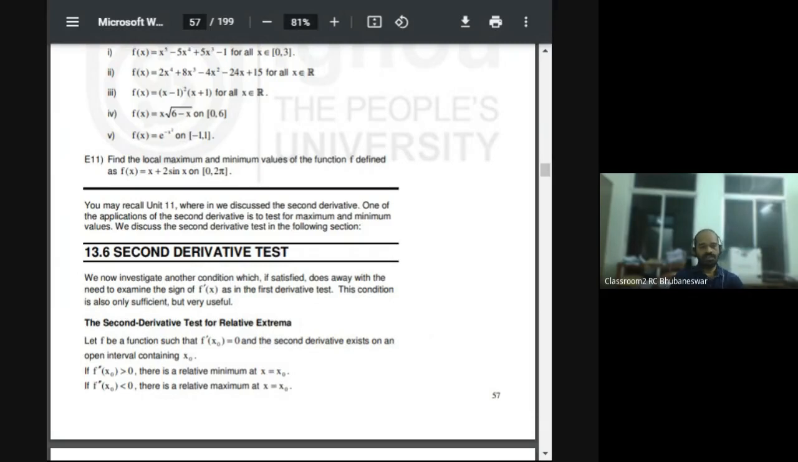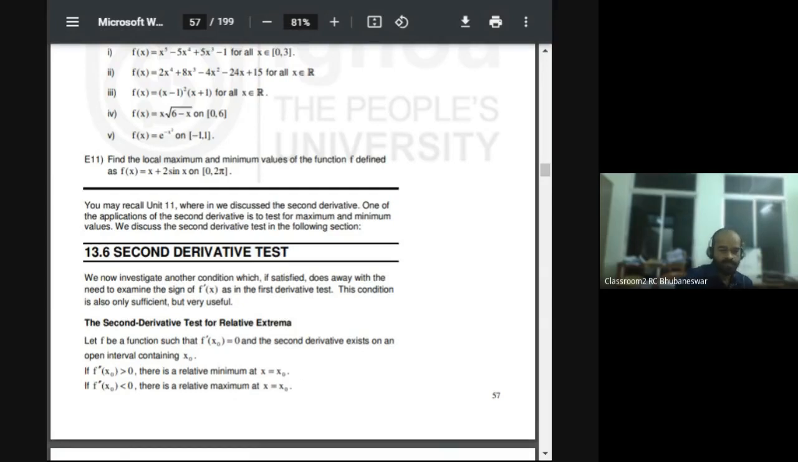So this particular second derivative test is quite simple and easy. Now look at the statement of this second derivative test to test whether a function attains its maximum value or minimum value at a certain point. So here the statement goes like that.